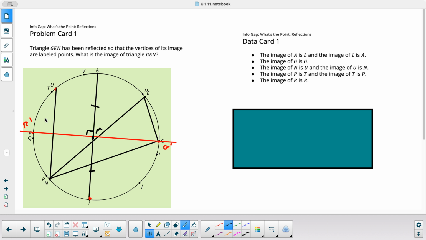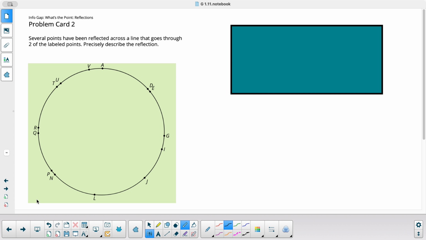Okay, this would be perpendicular, and if I called this, I don't know, X, I don't think I have an X on here. UX is congruent to, I'll use two marks here. UX is congruent to XN, and they're perpendicular. UN is perpendicular to RG. Okay, so there you go. All right, let's try another one.